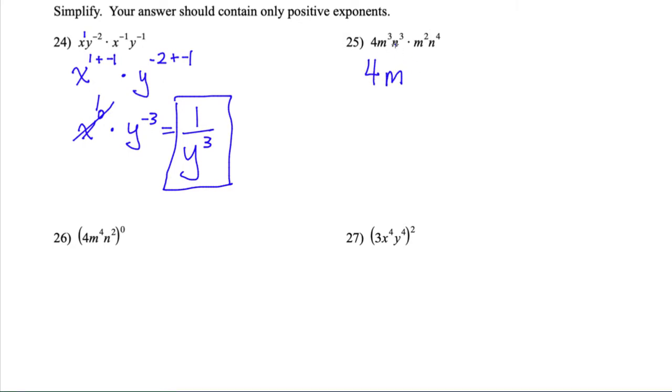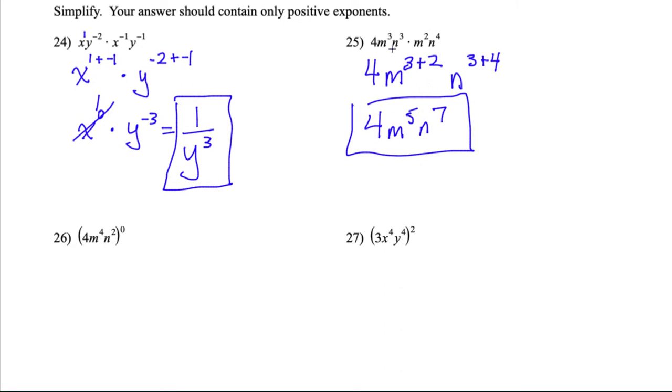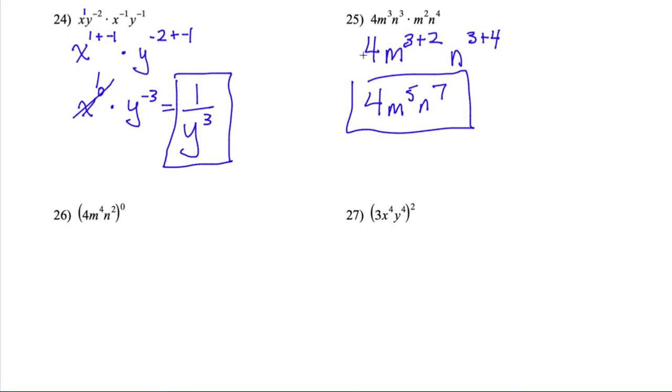Let's do all the m's. Count all the m's. I have 3 plus 2. Let's count all the n's. N's have 3 plus 4, and that simplifies to 4m to the 5th, n to the 7th. Done. It's that easy. Just make sure that when they're being multiplied, you add the exponents. The coefficients you do multiply.